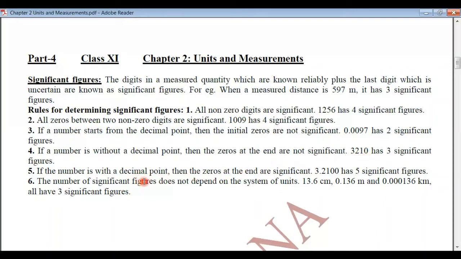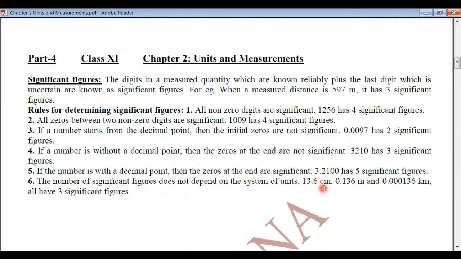The fifth rule states that if the number is with a decimal point, then the zeros at the end will be considered to be significant. For example, 3.2100. Now these zeros are after the decimal point. So these last zeros after the decimal point will be considered significant. So the number of significant figures here is 5. So if there is a decimal, then the last zeros will be considered significant. And the sixth rule is the number of significant figures does not depend upon the system of units. In whichever system it is taken, the number of significant figures will be the same.